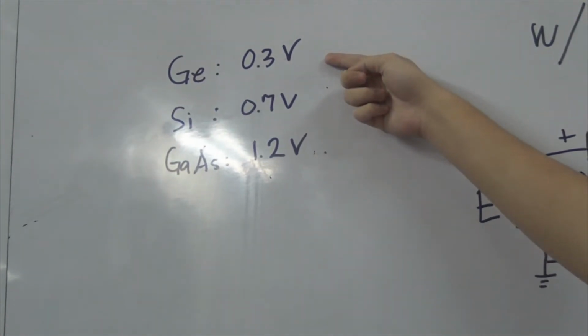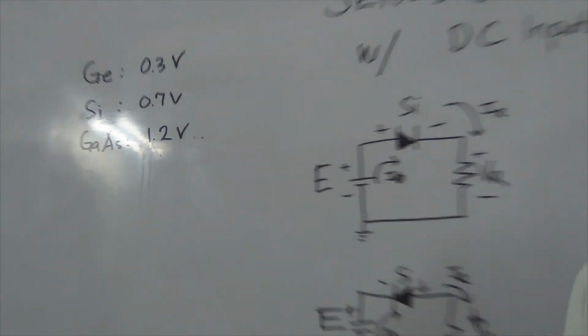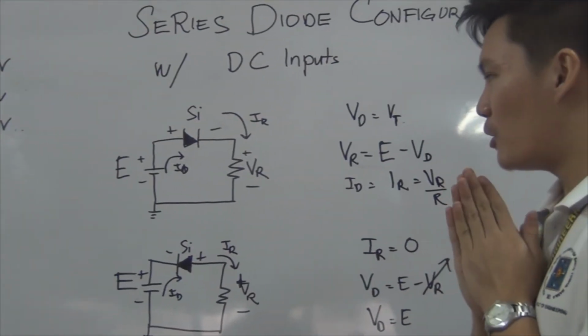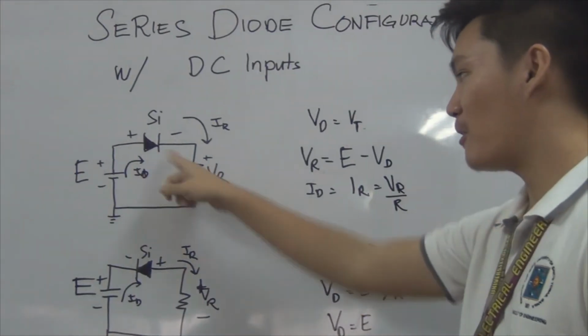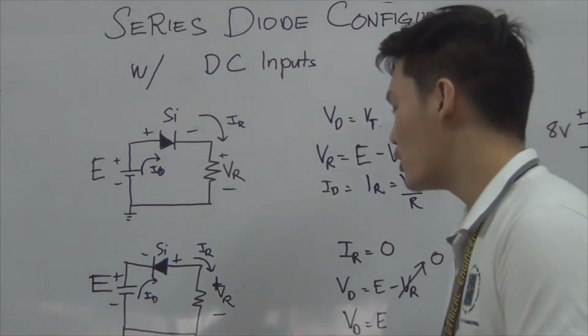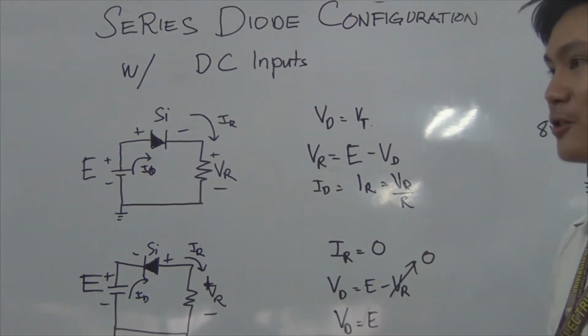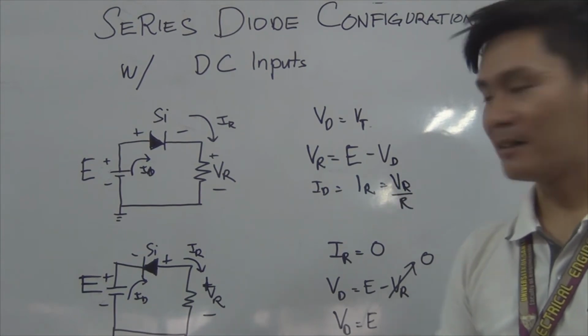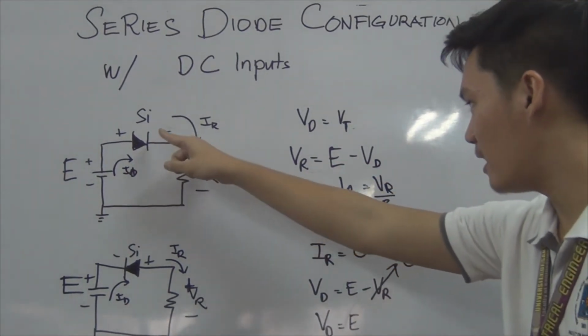For germanium, it is 0.3 volts. And for gallium arsenide, it is 1.2 volts. Since it is in a forward bias, there's a current flow in the circuit. And to know the voltage across R, we should apply the KVL. So VR is equal to E minus VD.